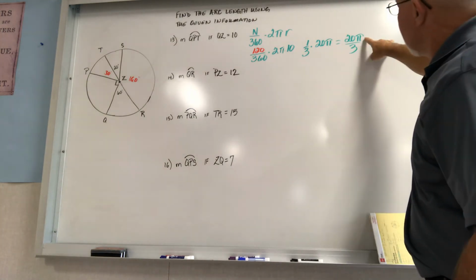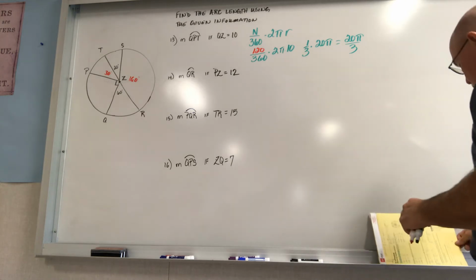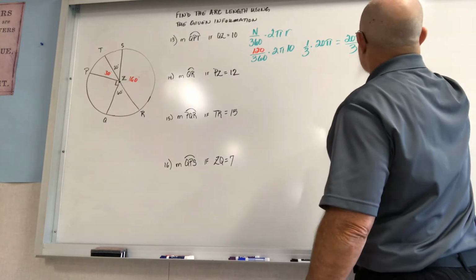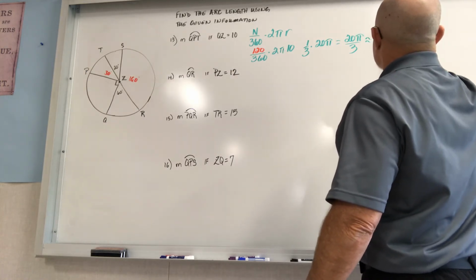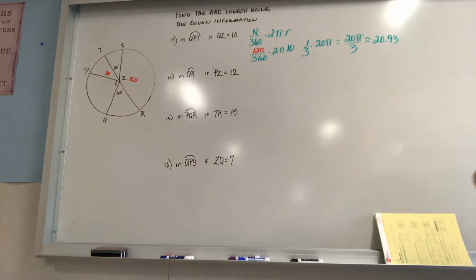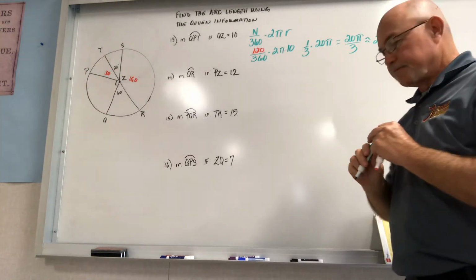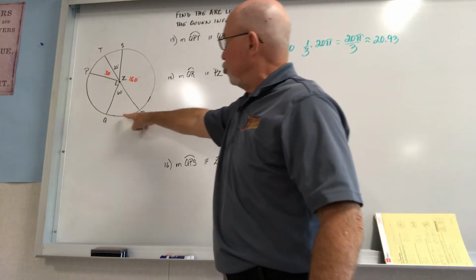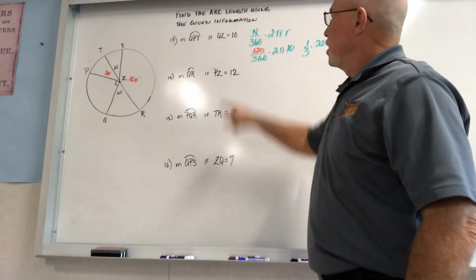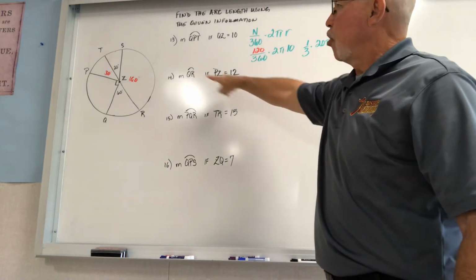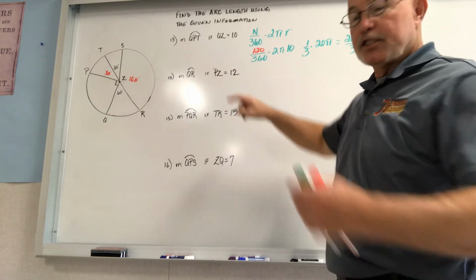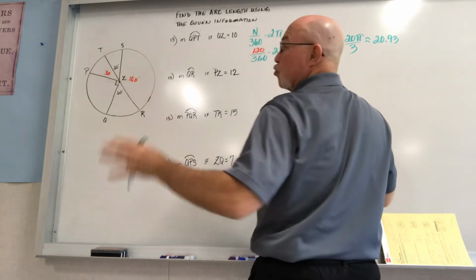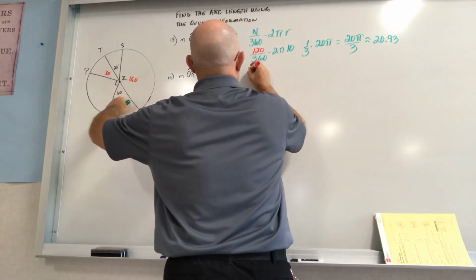Multiply by 3.14, and you're going to get approximately 20.93. Next problem. We're going to find the distance from Q to R, if PZ, also a radius, is 12. The distance from Q to R with a degree measure is 60.